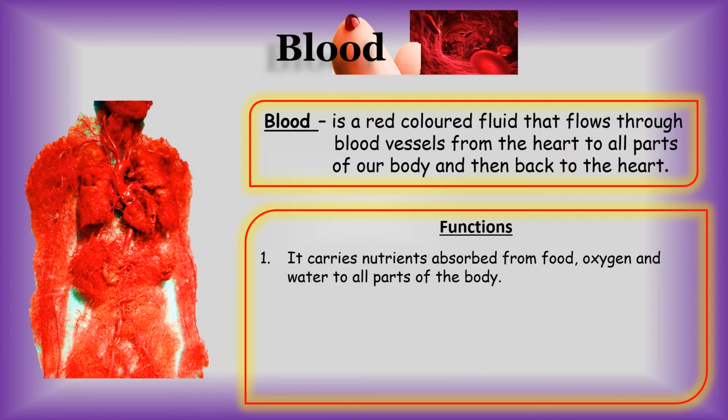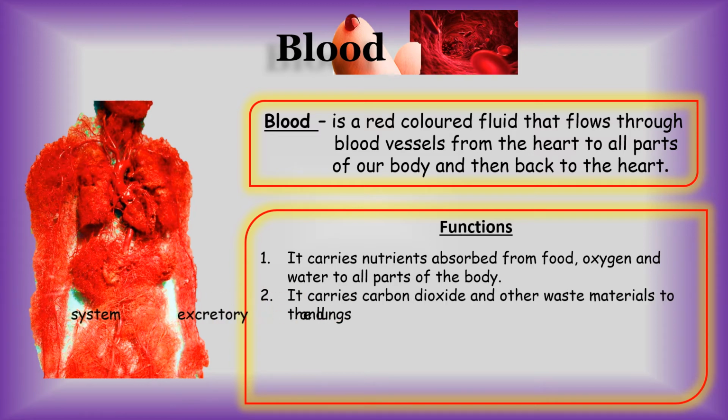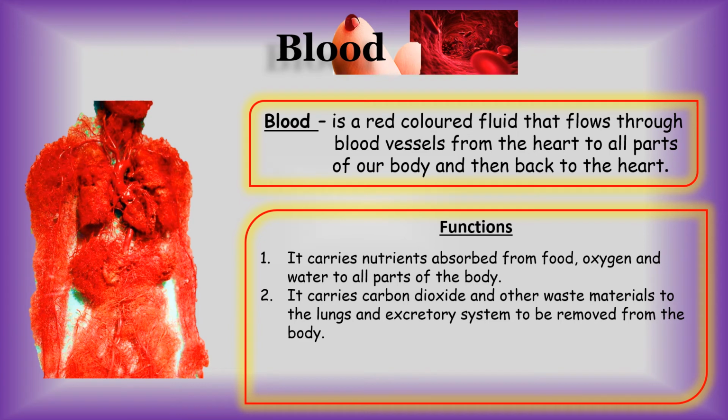Blood carries nutrients absorbed from food, oxygen and water to all parts of our body. And then it carries carbon dioxide and other waste material which is not required in our body. It carries blood without oxygen and gives it to the lungs, and other waste material which is not required in our body and gives it to the excretory system.